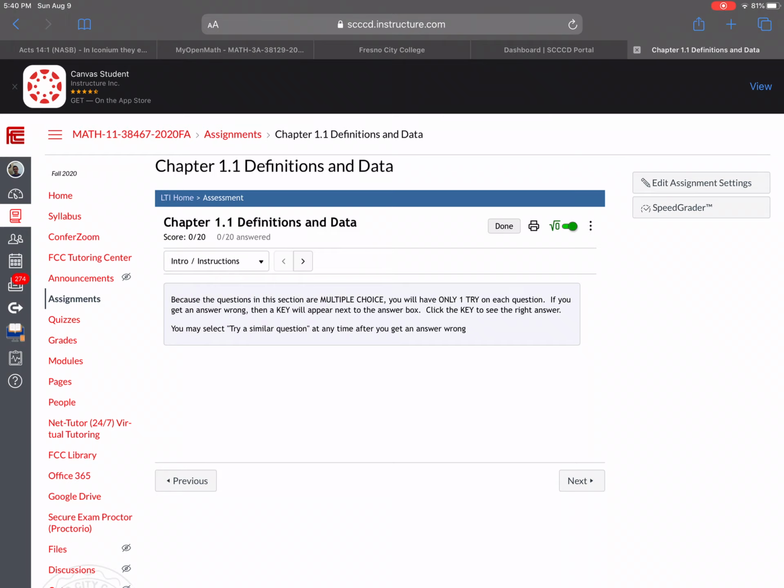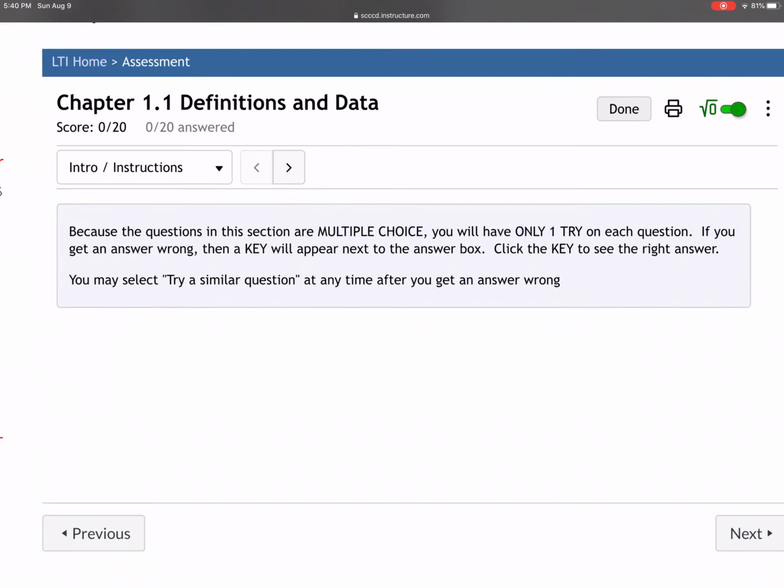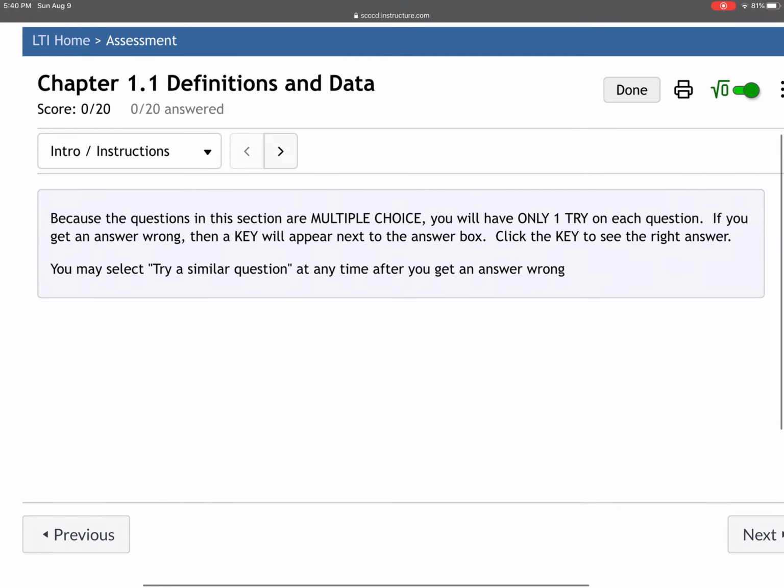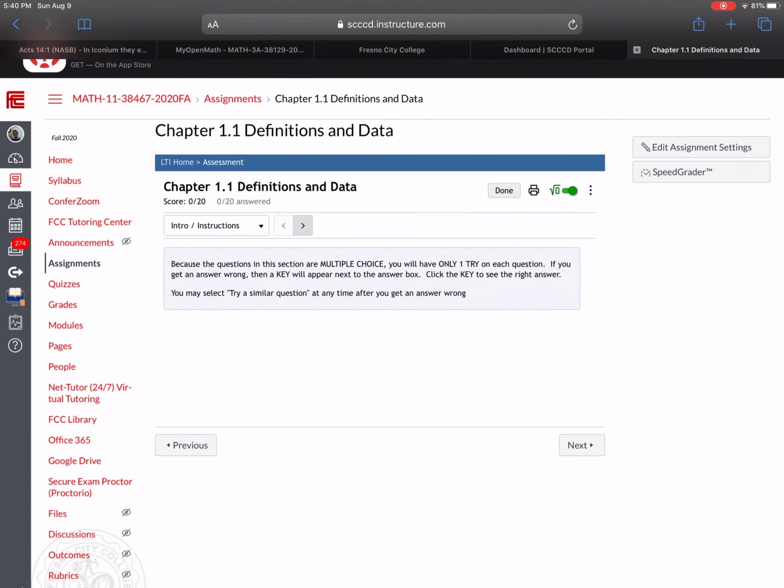It says, because the questions are multiple choice, you will have only one try in each question. Can you read that okay? If you get an answer wrong, then a key will appear. Click the key to see the right answer. You may do similar. Let me show you.